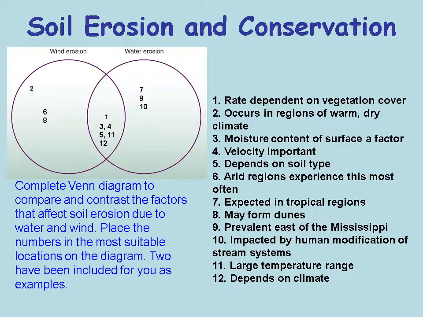Number 11, a large temperature range. Depending on the temperature, if it's hot and dry, that will affect wind. If it's hot and very moist with lots of running water, obviously you get water erosion. So it depends on climate. So 11 and 12 are related.